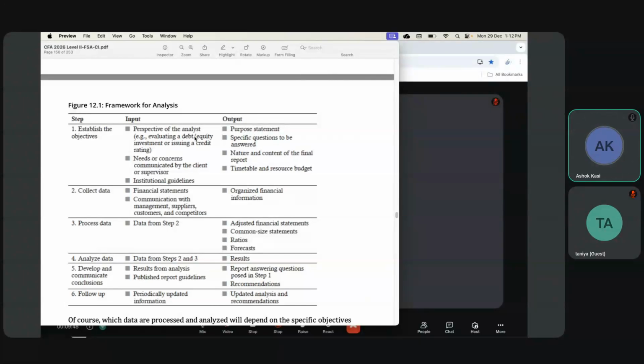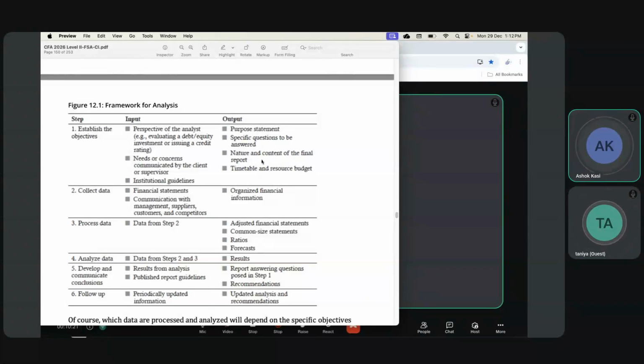Then what is the specific purpose? Say for example, debt to equity ratio. Do you really think the company is in trouble because of the debt to equity ratio? You want to check all those. That is the purpose. Specific questions to be answered: are they earning enough? Their EBIT, their interest coverage ratio, whether it is good enough, that is EBIT divided by interest. Are they earning that much or not?